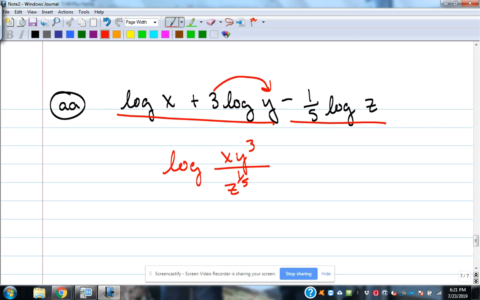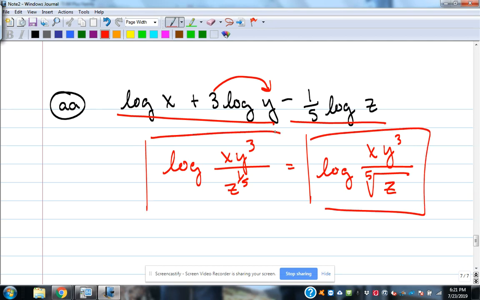But the 1/5 power could be rewritten as what? The 5th root of z. I would accept either of those. This is probably the way you're going to see it in most textbooks, with the 5th root.